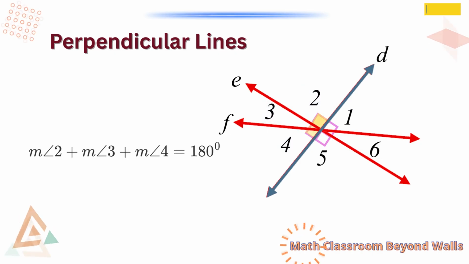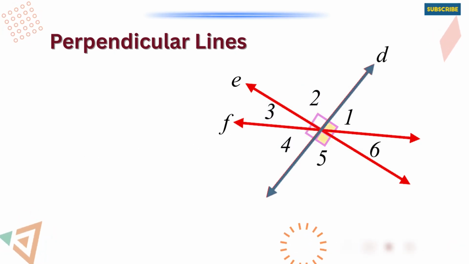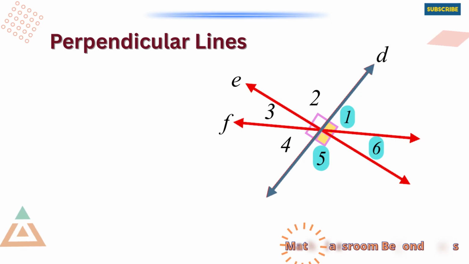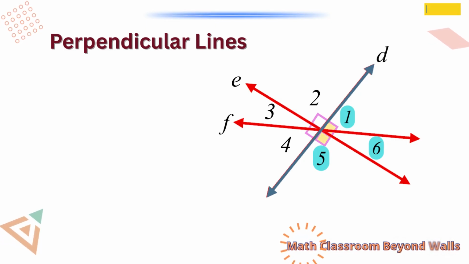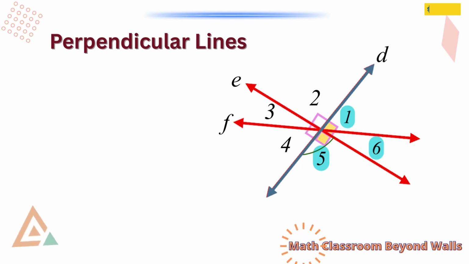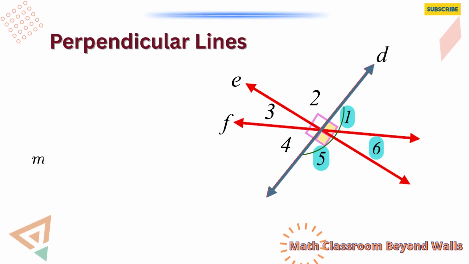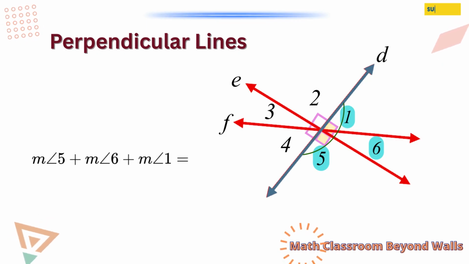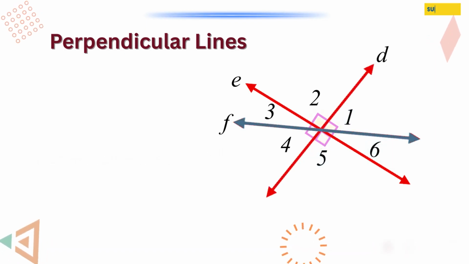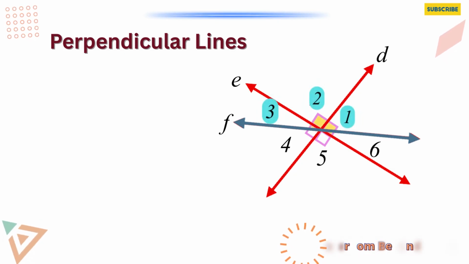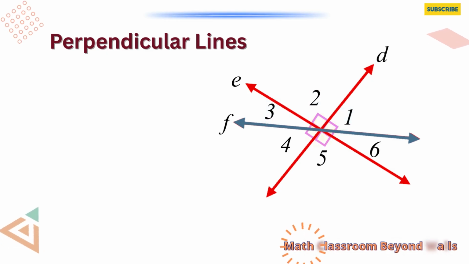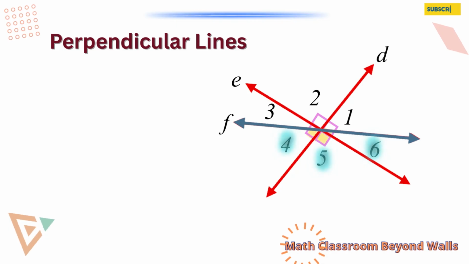180 degrees. Now, how about the sum of the measures of all the angles on the other side of line D? We see the same thing, right? The measures of the angles on the other side of line D also add up to 180 degrees. That is, the measure of angle 5 plus the measure of angle 6 plus the measure of angle 1 equals 180 degrees. That is also true for all the angles above line F. The sum of their measures adds up to 180 degrees. The same thing with the angles below line F.